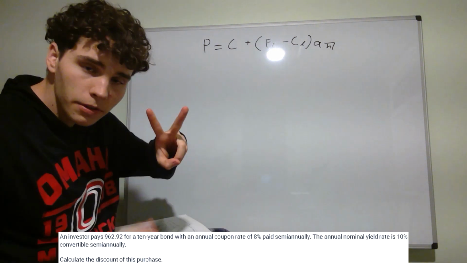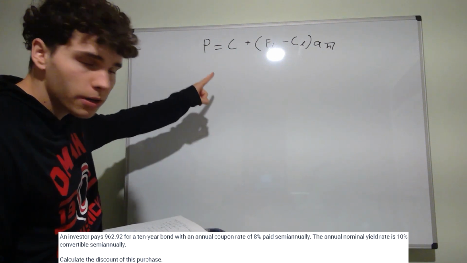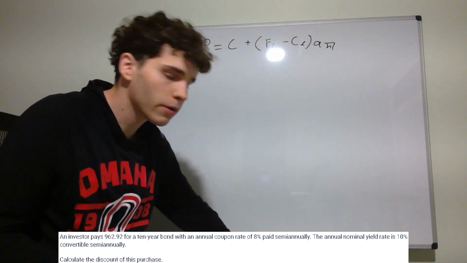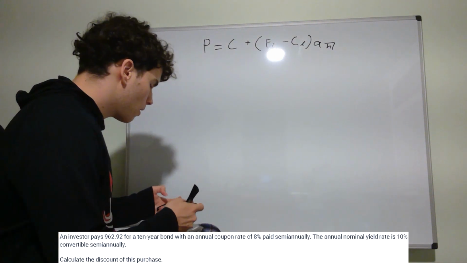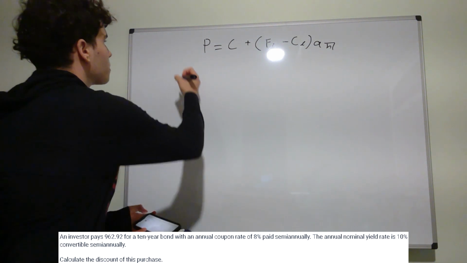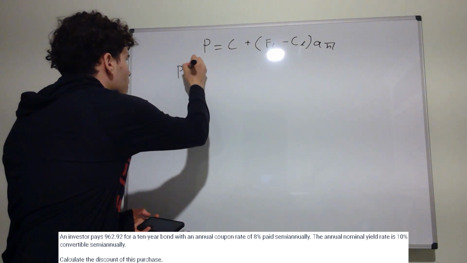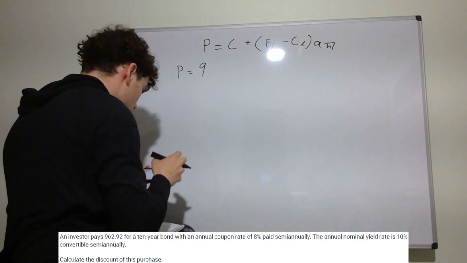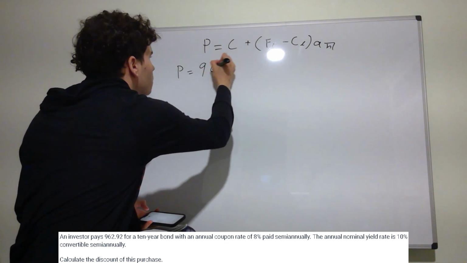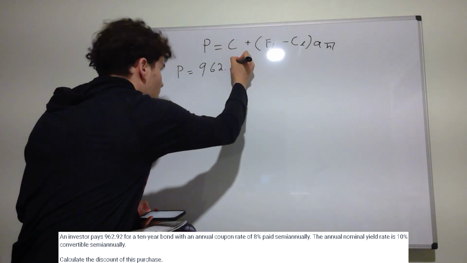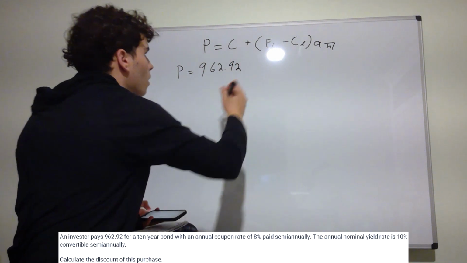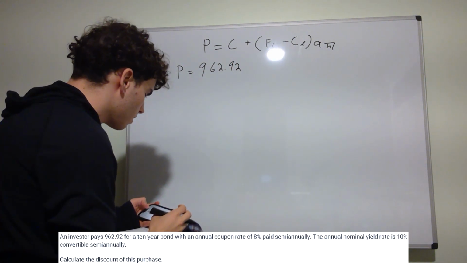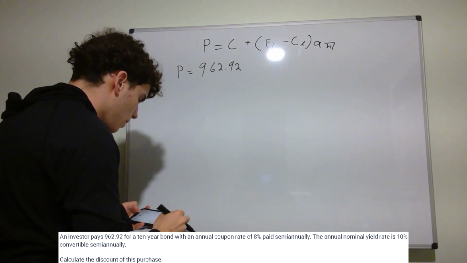There's two ways of solving this. I'm going to do it this way, and if you guys are interested in a different way, I can do another video. So first off, our price is 962.92. Coupons, a 10-year bond paid semi-annually.